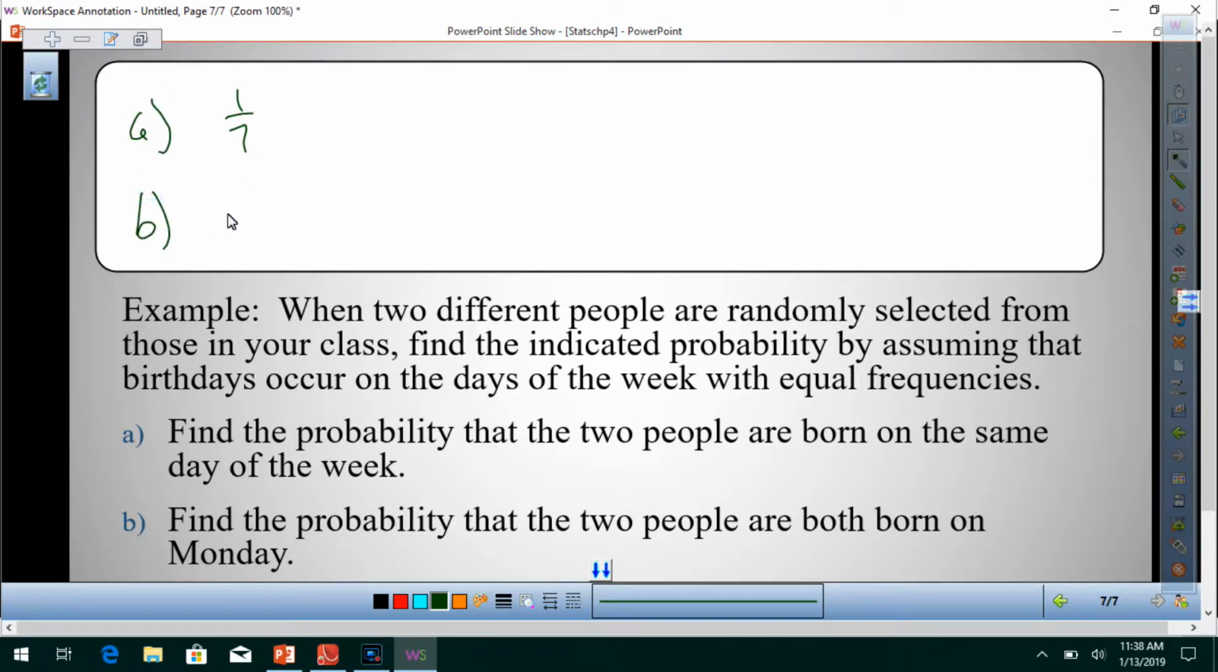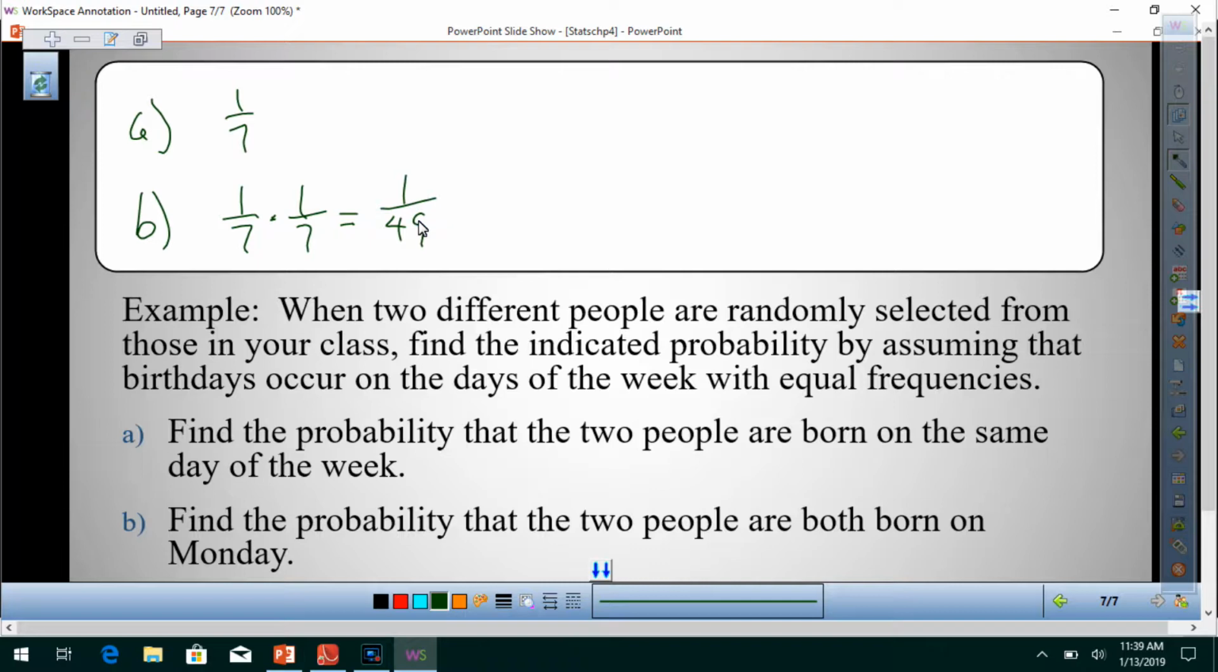Now, find the probability that 2 people are born on Monday. Okay. Well, let's see. What's the probability of the first person being born on Monday? That would be 1/7. What's the probability of the second person? That would be 1 over 7, which gives you 1 over 49.